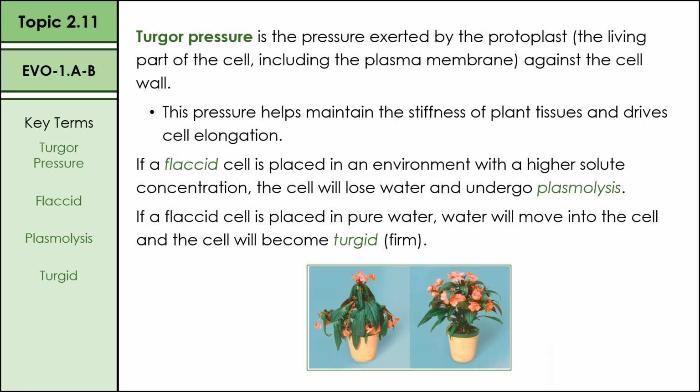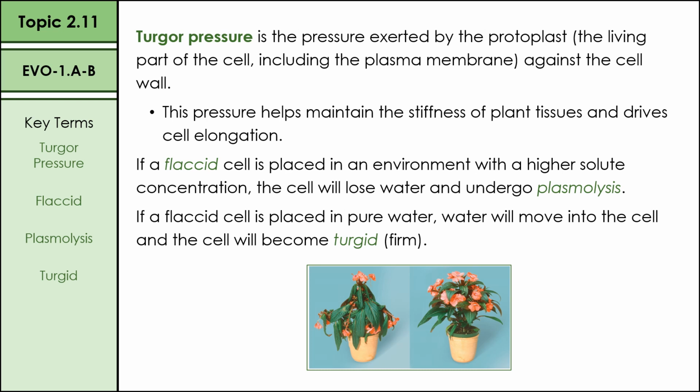So if we have a cell that is in a solution that is making it flaccid, it's pulled away from the cell wall. So it does not have a lot of water inside of it, so it's kind of limp. Now, if we place it into a higher solute concentration, more water is going to move out of the cell, and it is going to undergo what we call plasmolysis. So plasmolysis is essentially where our cells get really limp, and that is when we have a droopy plant.